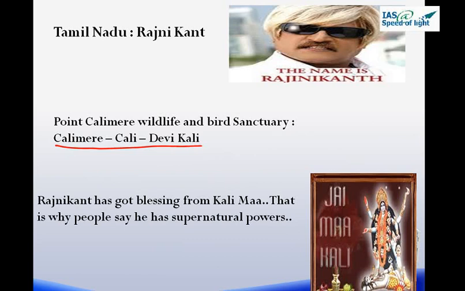So can you see now, Rajinikanth doing meditation in front of Kali Mata, Kali Ma. And Kali Ma giving supernatural powers to Rajinikanth, and that is why Rajinikanth got so powerful that he is now the superhero of India. So Calimere, it is Kali or Kali Devi, Devi Kali. So Rajinikanth we are relating with Kali Ma or Calimere.